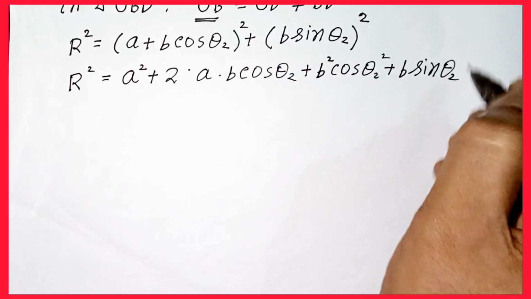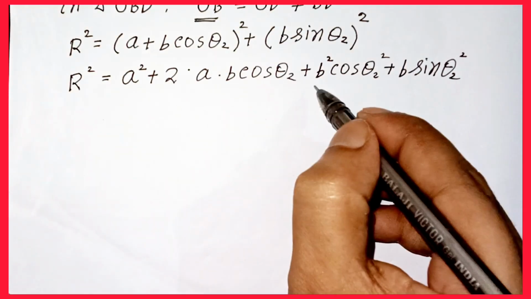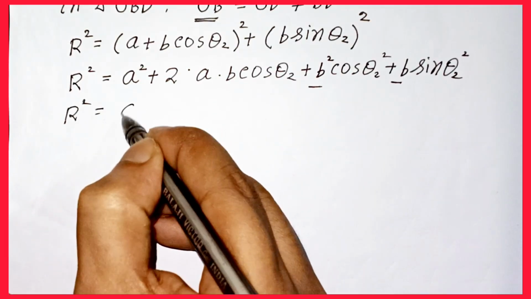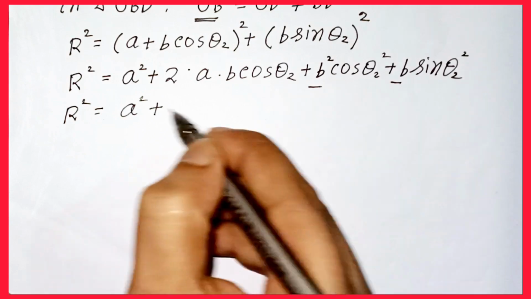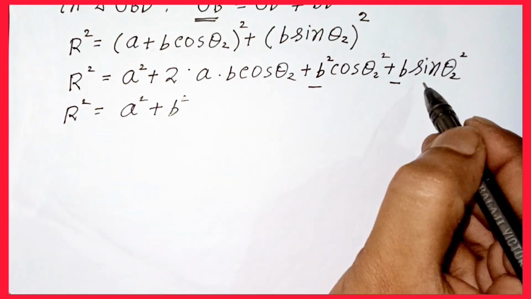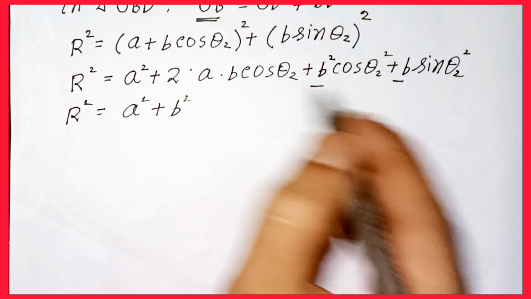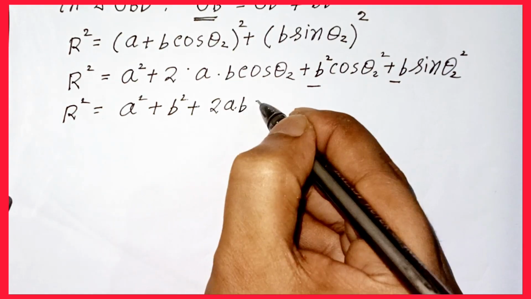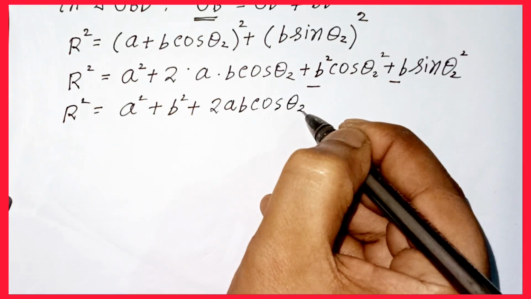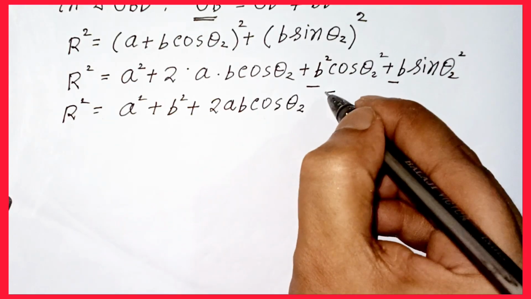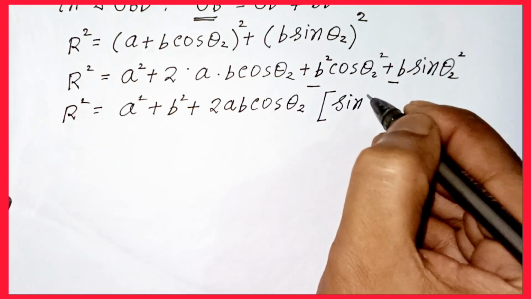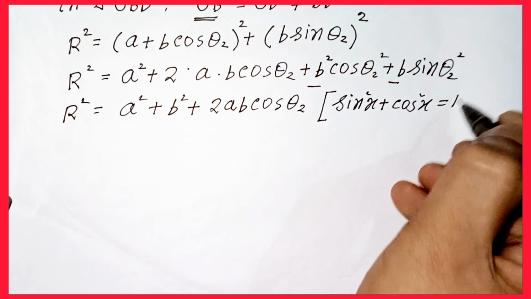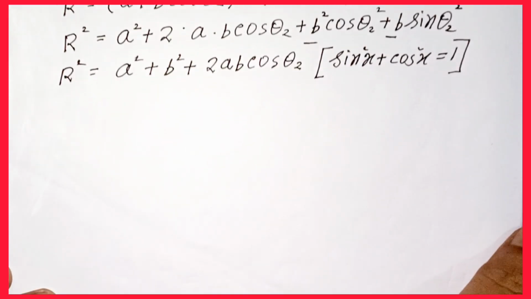Okay. Now, very interesting. B square common. So R square equal to a square plus, if you take b square common, what is remaining? Sin square plus cos square, which is 1. No need to write. Yes, b square into 1 equals b square. But you have to write the remaining part, 2ab cos theta 2. Why? You know the trigonometry formula, sin square x plus cos square x equal to 1. You know that now? Please drop your comment if you don't know.